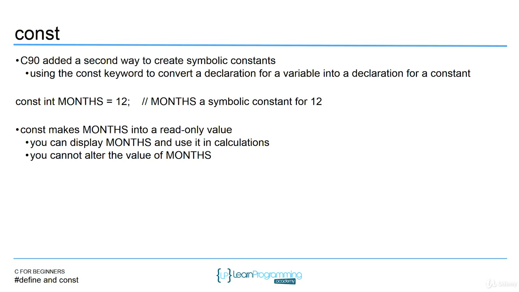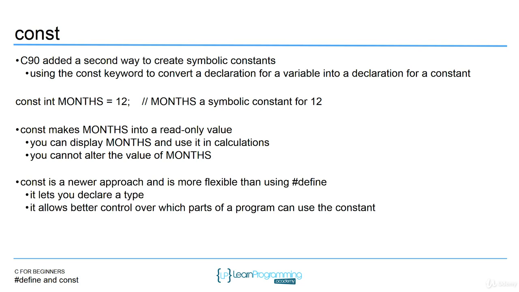Right? And so constants are important if you do not want data to change, and also they can replace magic numbers. Const is a newer approach and is more flexible than using define. It lets you declare a type. It also has better control over which parts of a program can use the constant. So you should be using const whenever you can, but you'll see a lot of programs using define because it was the first mechanism.